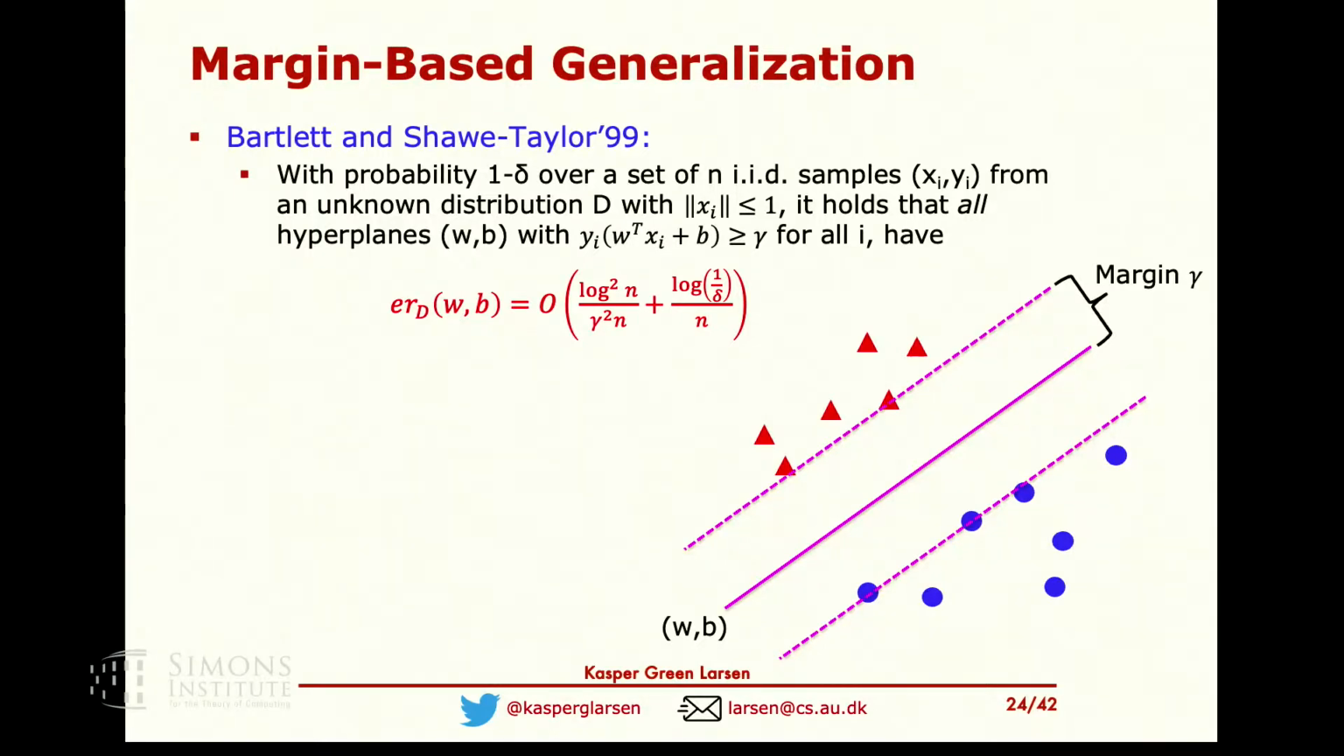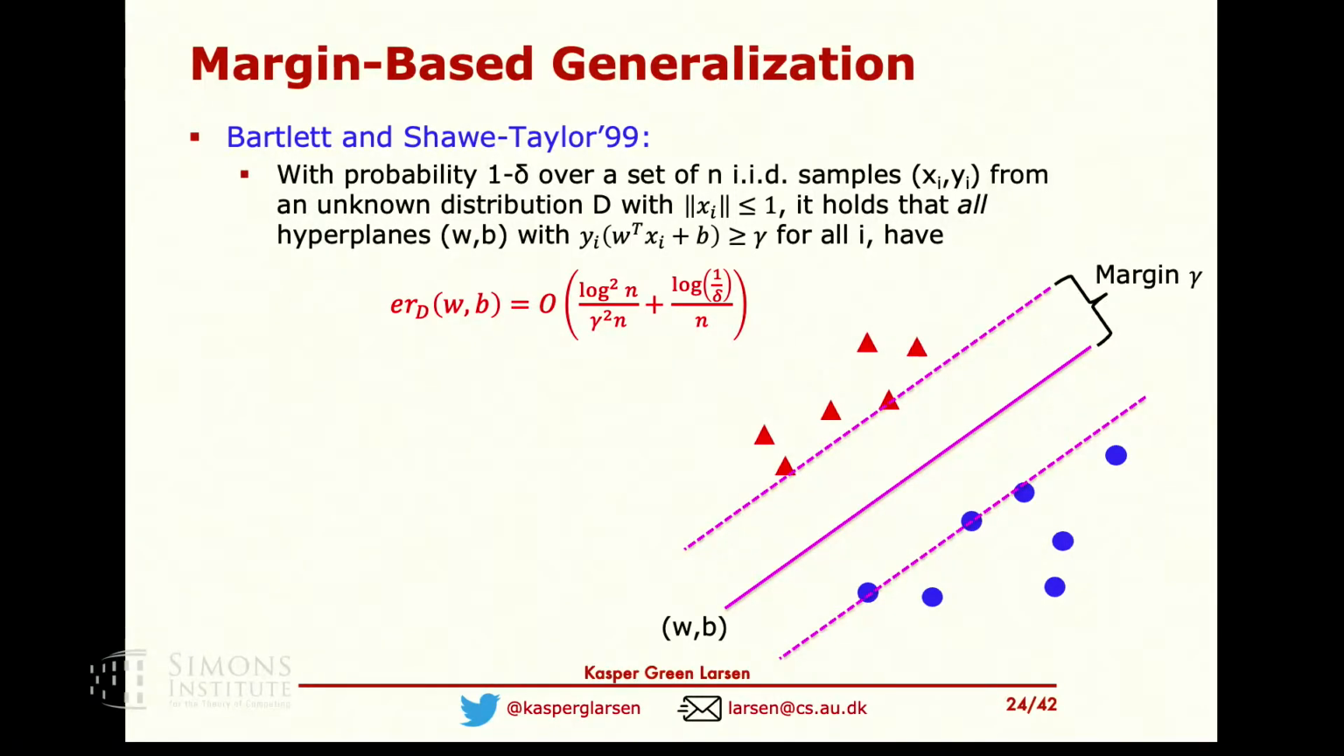It says it holds for all hyperplanes that have a margin of at least gamma on all the training points. So not just the one output by support vector machines, but any hyperplane that has a large margin to all the training points has a small error under this distribution D. Basically there are two terms here. There's one that depends on the delta, log 1 over delta over n. And there's another one, log squared n over gamma squared n.